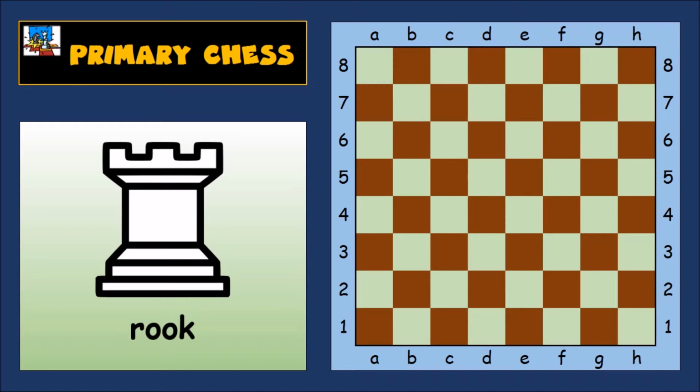First, the rook. The rook looks like a castle tower. In fact, some people call it a castle, but you won't make that mistake, will you? Each player has 2 rooks, and they go in the corners.